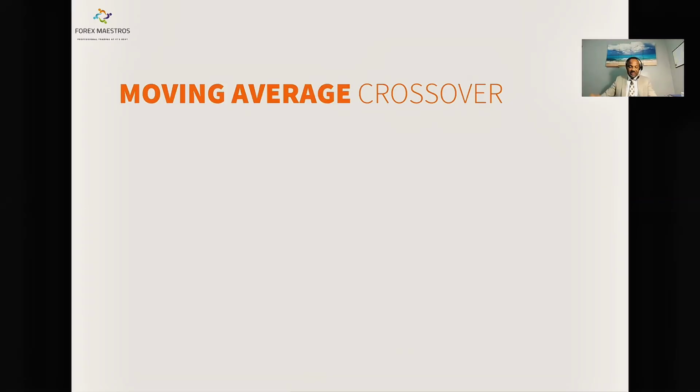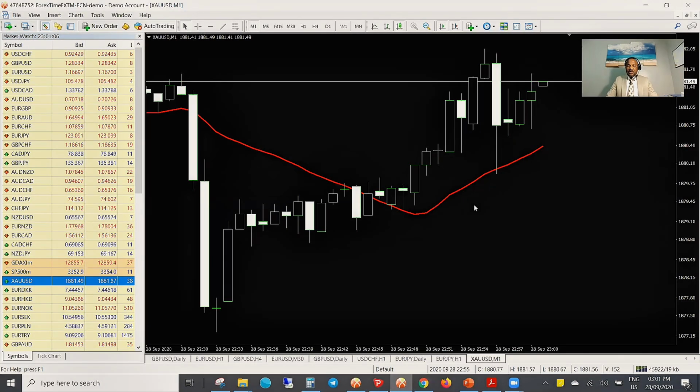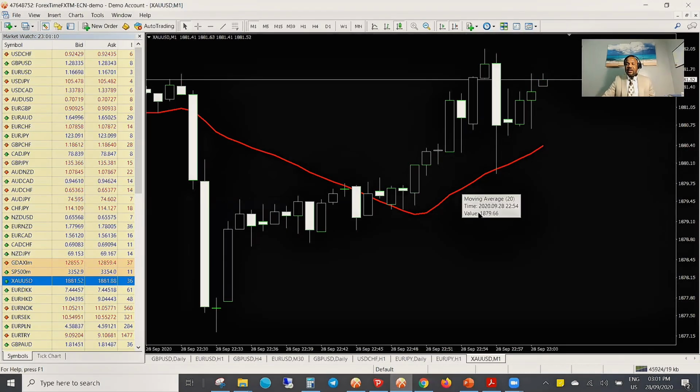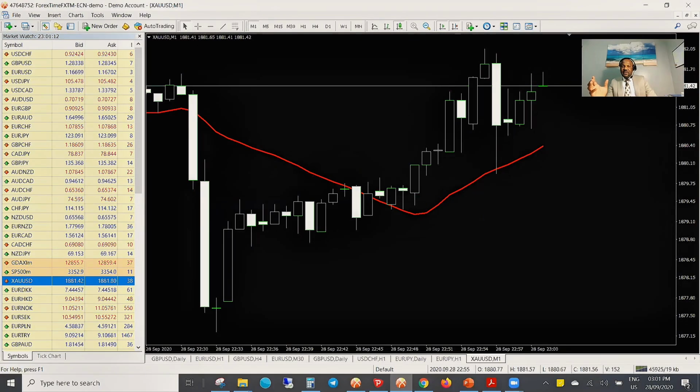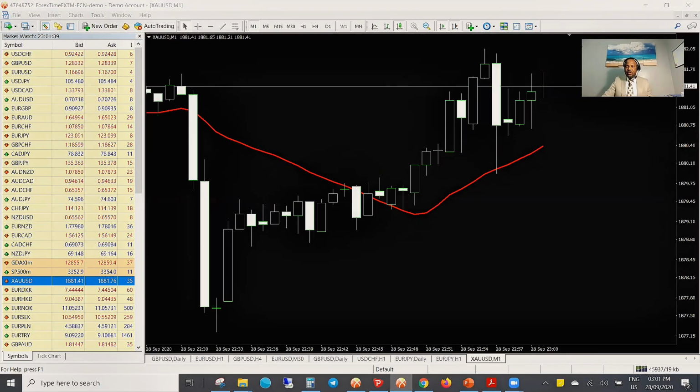We have dealt with one single moving average. I didn't do a practical example, so let me drop it now. We'll use moving average 20 here. Now tell me, what is the trend of the gold on this M1 chart? Can we say it's an upward trend or a downward trend? Uptrend. Good. Using a single moving average, it's an uptrend.